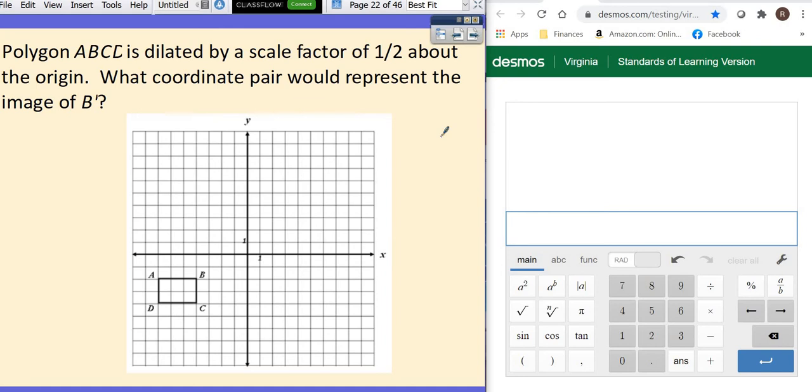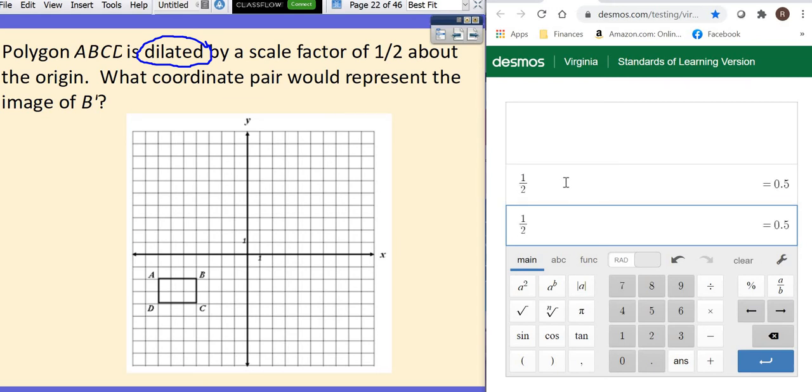This says polygon ABCD is dilated. So when I'm dilating, I'm going to have to use Desmos. So I'm coming over here to get ready. By a scale factor of 1/2. As soon as I know my scale factor, I put it on 2 lines of Desmos because I'm going to use the first line for my X value and the second line for my Y values. So I put 1/2 times on 2 lines.